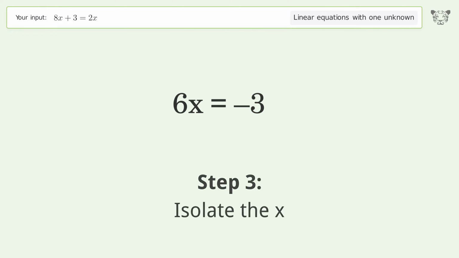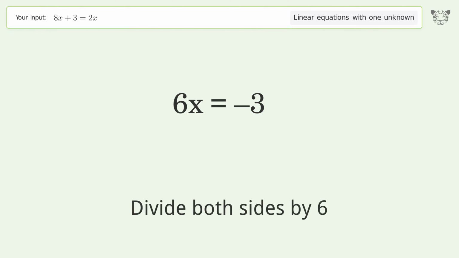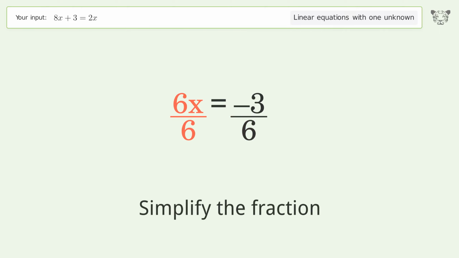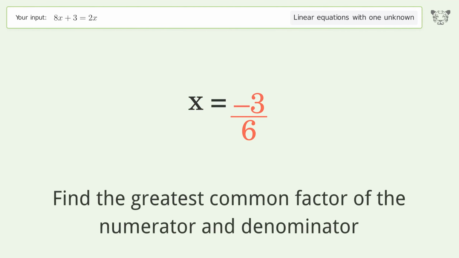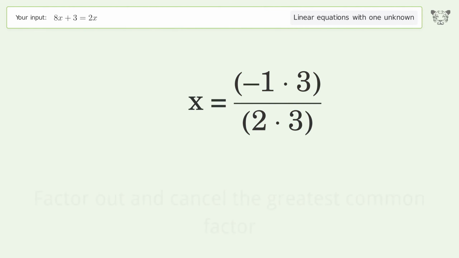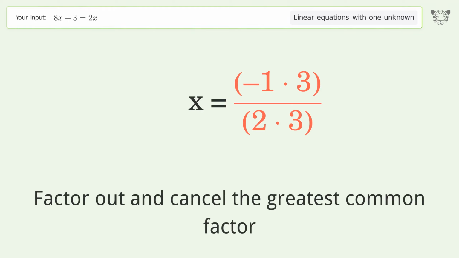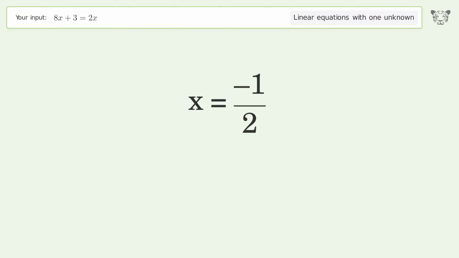Isolate the x. Divide both sides by 6. Simplify the fraction. Find the greatest common factor of the numerator and denominator. Factor out and cancel the greatest common factor. And so the final result is x equals -1/2.